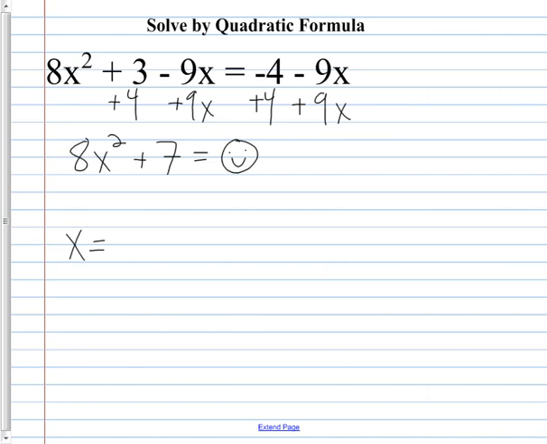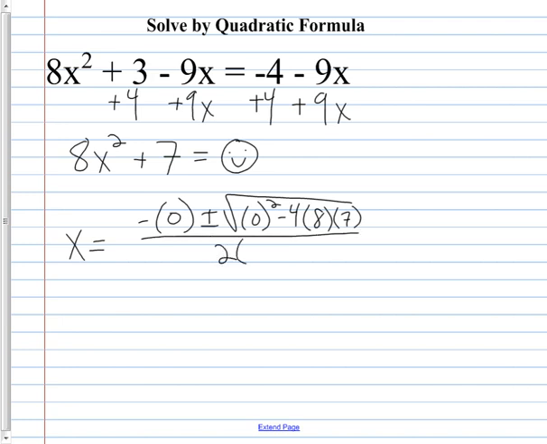So x equals negative b, so negative 0 plus or minus the square root of b squared minus 4 times a times c, all over 2a. All right, so next step, let's just simplify. The 0 is gone, so we have plus or minus the square root of negative 224 over 16.